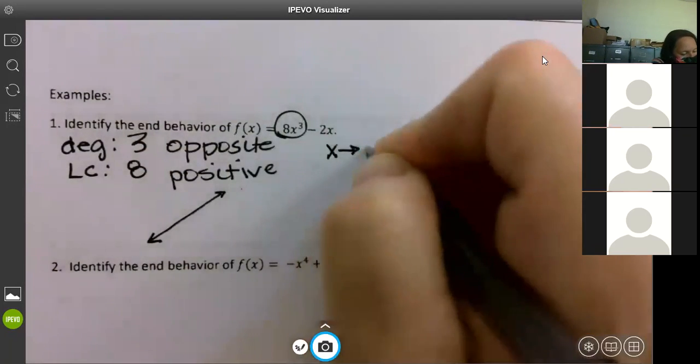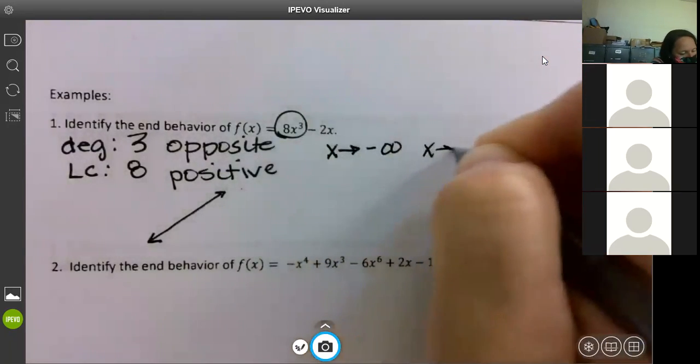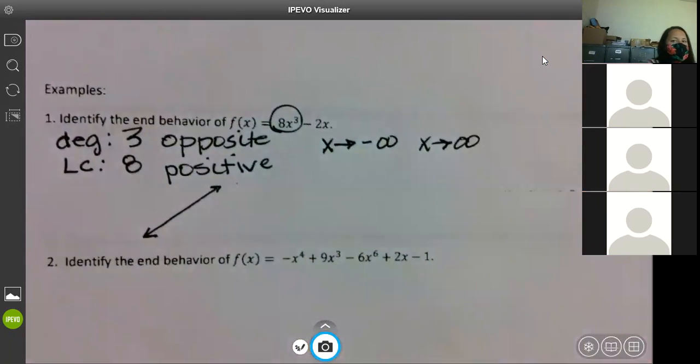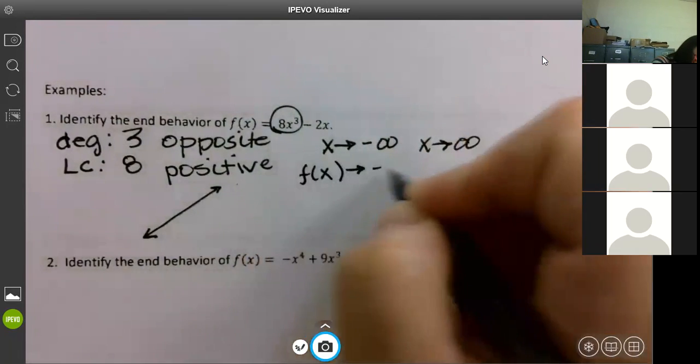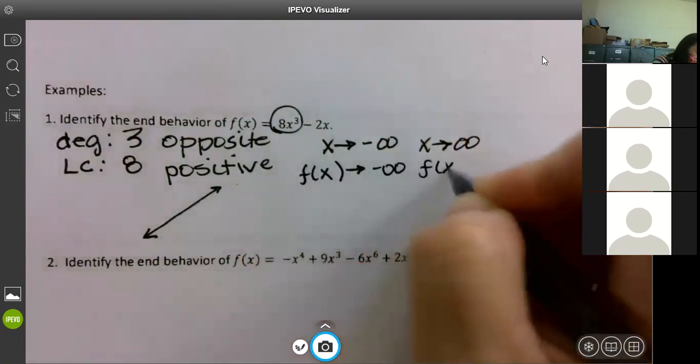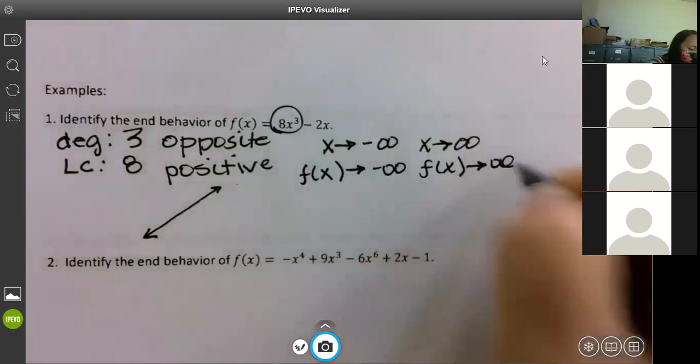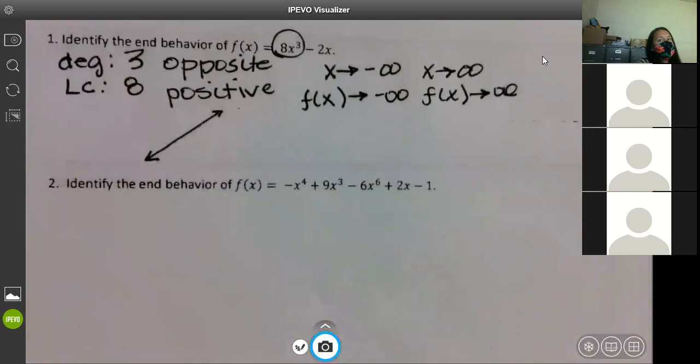So then when we write our left and our right, we know exactly what it looks like. What happens on the left? It goes to negative infinity. What happens on the right? Positive infinity. That's it. So you don't have to have the graph. You don't have to know anything. Same thing that we've been doing. All right, be careful on this one.